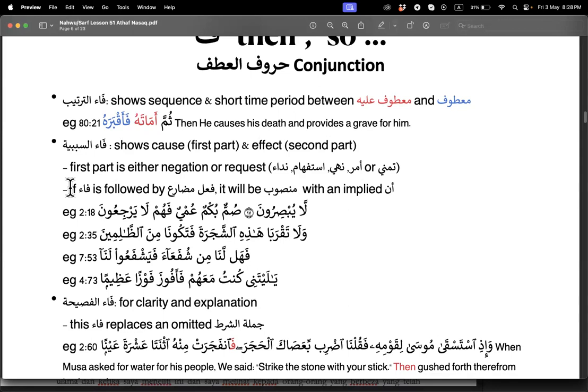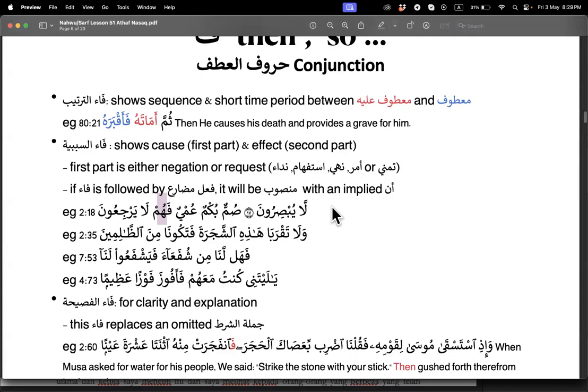Here we have la yubsirun, summun, bukmun, umyun, fahum la yarji'un. Where is the fa sababiyah here? I'm asking you the easy question first. Yes, fahum. This is a jumlah ismiyah, so you don't see a fi'il mudhari' mansub. But to say that this is fa sababiyah, first before it you must have either nida, istifham, nahi, amr, or tamanni. What do we have here?